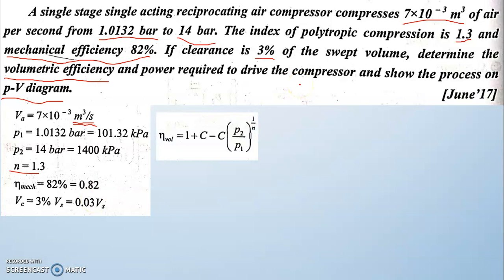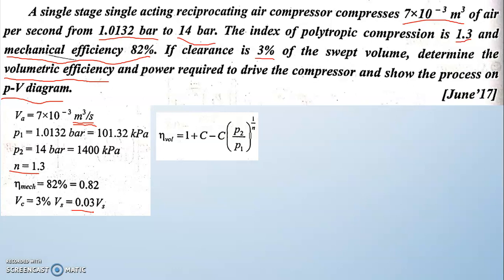So we got the equation volumetric efficiency equal to 1 plus C minus C times P2 by P1 all raised to 1 by n. So C is the clearance ratio. That's already given in the question. It is 0.03. And P2 and P1, pressure at the outlet and pressure at the inlet. As we are taking the ratio, we are not bothered about the unit of P1 and P2. So either you can substitute in bar or you can substitute in kilopascal.